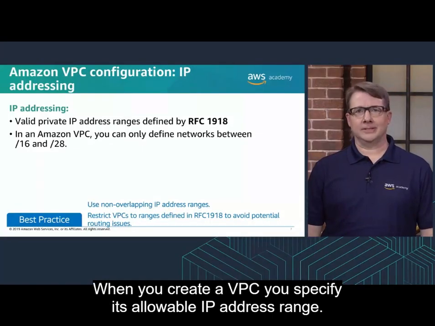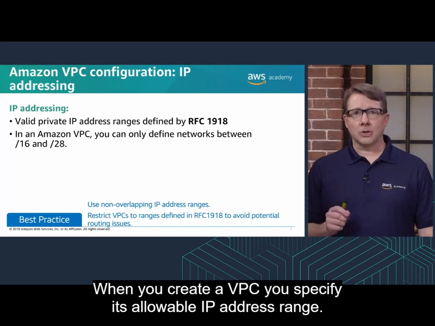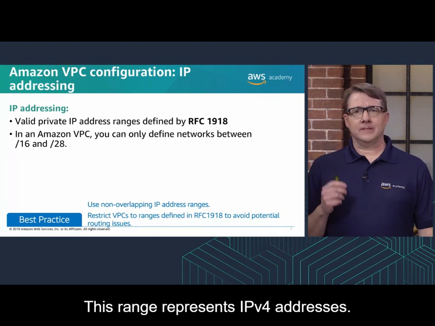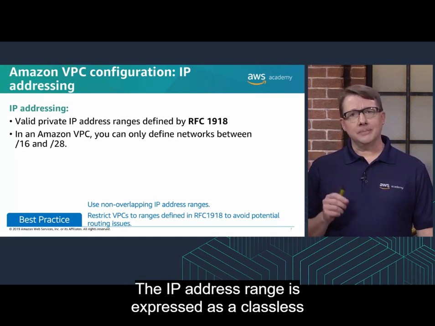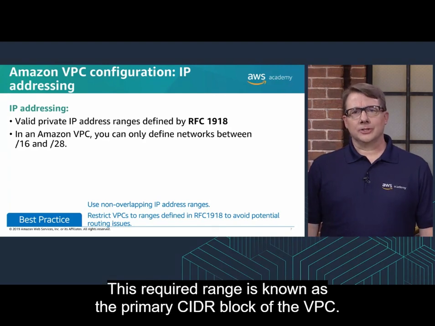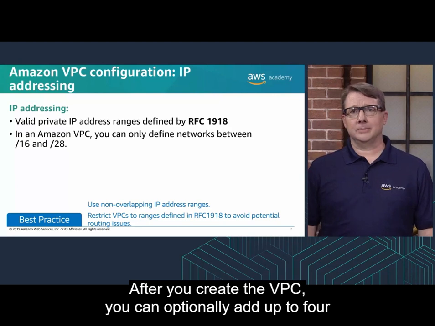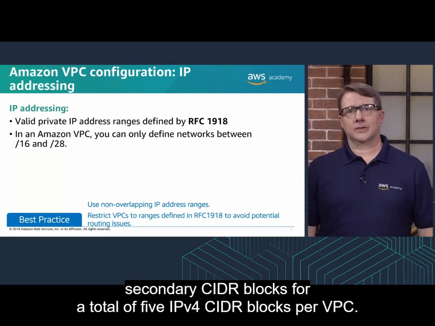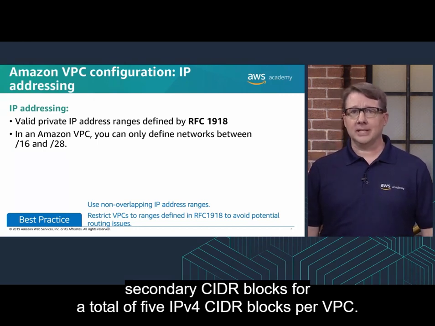When you create a VPC, you specify its allowable IP address range. This range represents IPv4 addresses. The IP address range is expressed as a classless interdomain routing, or CIDR, block. This required range is known as the primary CIDR block of the VPC. After you create the VPC, you can optionally add up to 4 secondary CIDR blocks for a total of 5 IPv4 CIDR blocks per VPC.